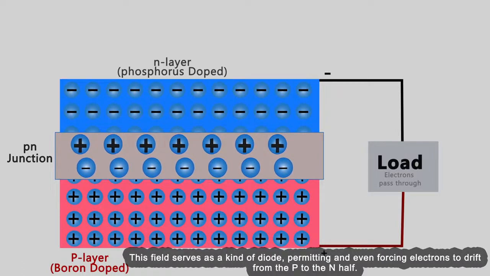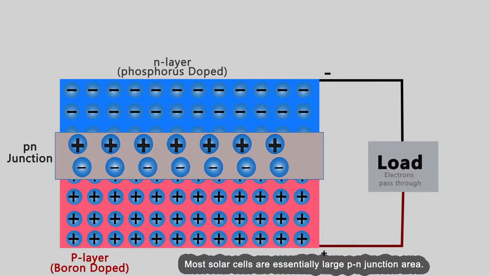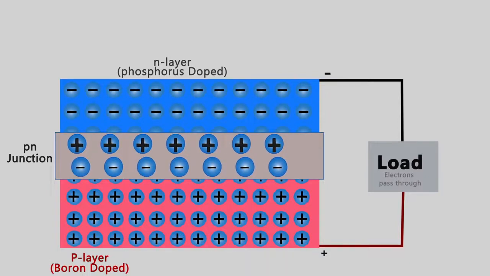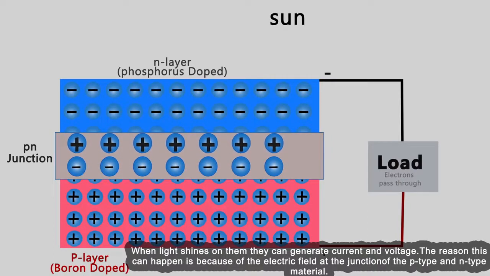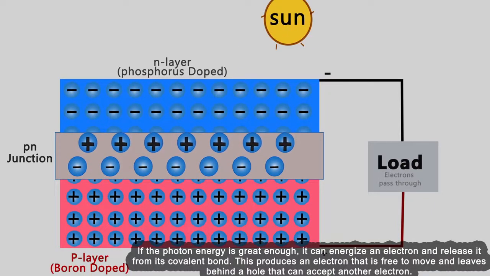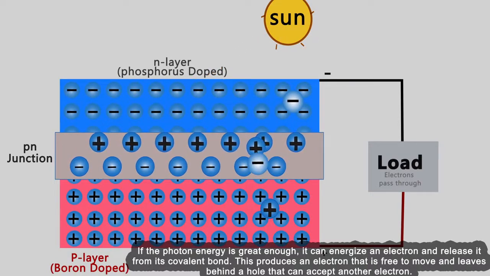This field serves as a kind of diode, permitting and even forcing electrons to drift from the p to the n half. Most solar cells are essentially large p-n junction areas. When light shines on them, they can generate current and voltage. The reason this can happen is because of the electric field at the junction of the p-type and n-type material. If the photon energy is great enough, it can energize an electron and release it from its covalent bond. This produces an electron that is free to move and leaves behind a hole that can accept another electron.